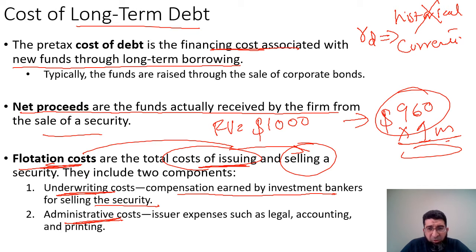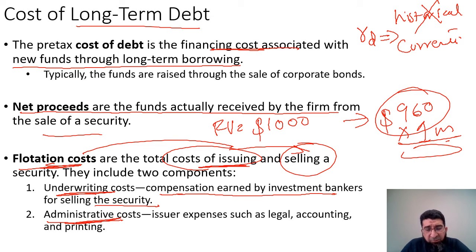And in doing so, the investment banker is going to charge a certain fee. That is what we call compensation. Also, they are going to take certain risk for the price that they are selling at. Hence, they will be compensated for that risk as well.